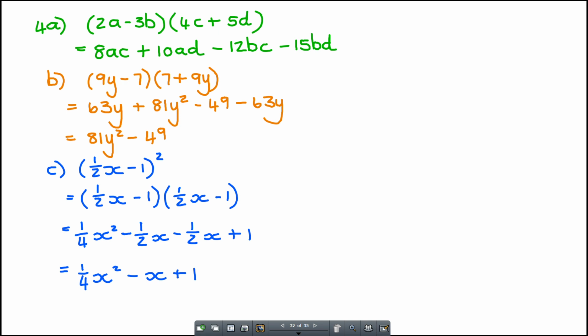Any questions at 4A? B? C? Remember that square? I did talk about it. You can't just multiply it in at the mid. You had to rewrite the bracket twice, like I did here. And then from there, you do FOIL. Okay, so no questions?